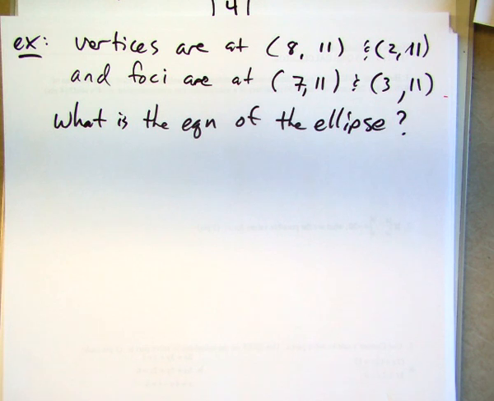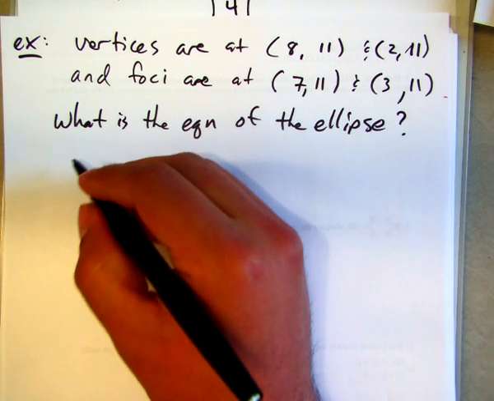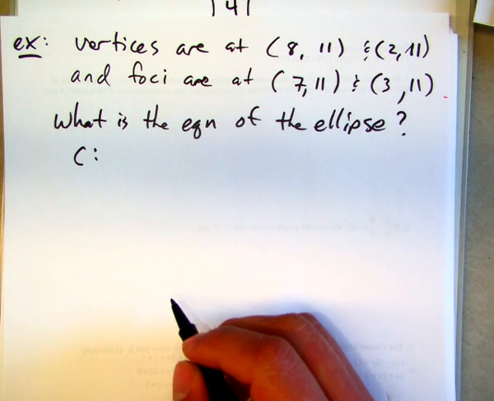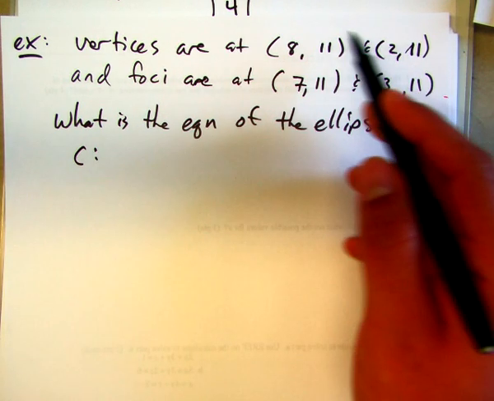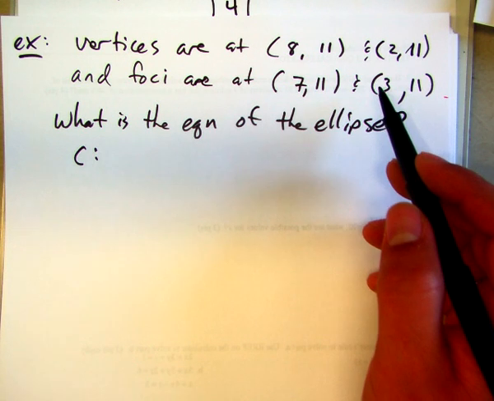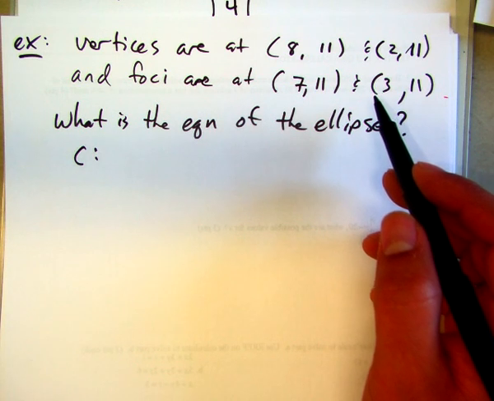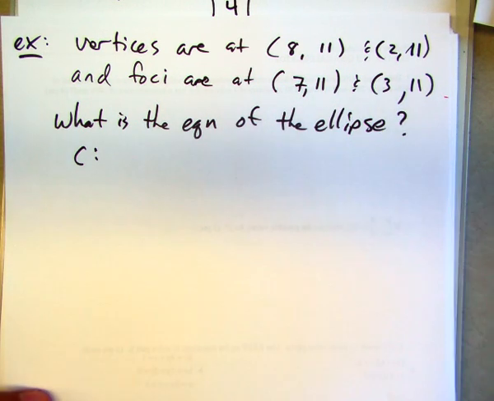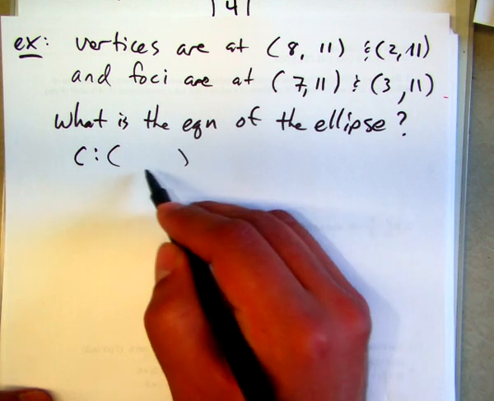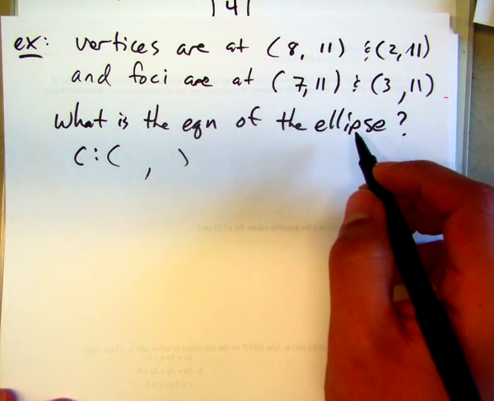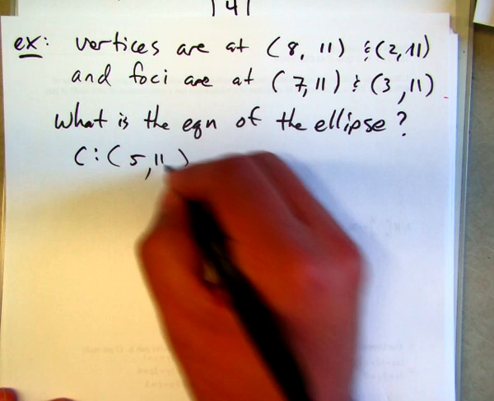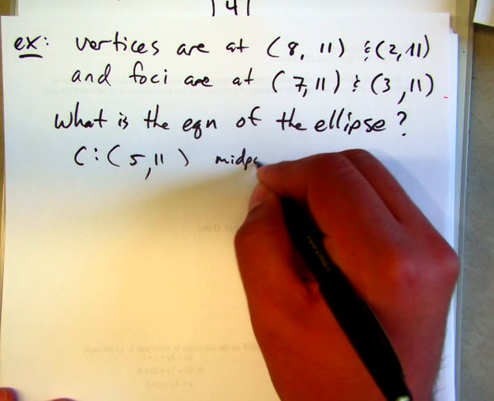You need the center. Do we know the center? No. Can we find it? Yeah. Where is the center located in relation to the vertices? An equal distance. In other words, it's in the middle. Midpoint. Good job. So midpoint of (8, 11) and (2, 11). What would that be? (5, 11).